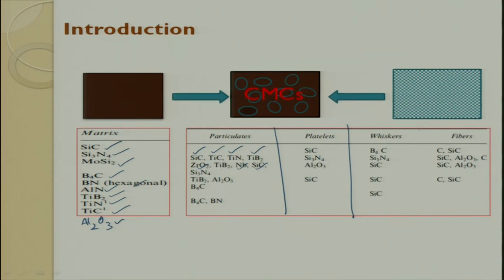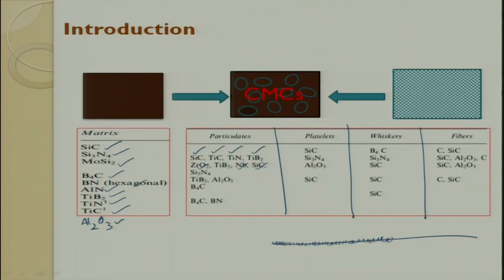It can be in platelet form, it can be in whisker form, and today we have also started using fiber form. So, you will have a fiber which is made out of metal, and this metal will be coated with ceramic material. This is a coating which is done on top of the metal. So, now the fiber is called a ceramic fiber.